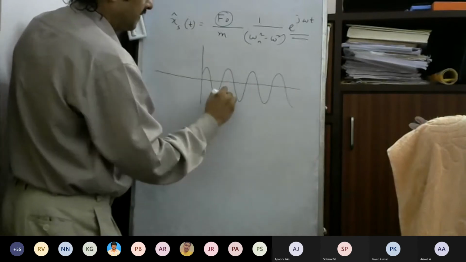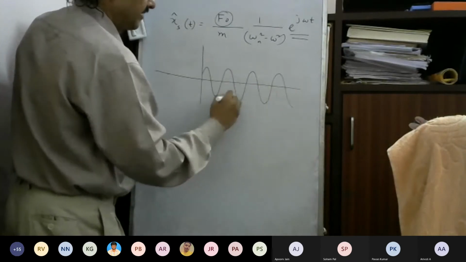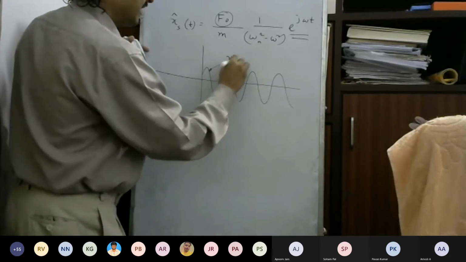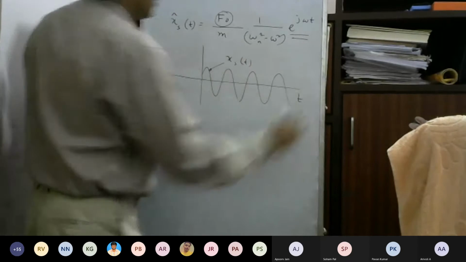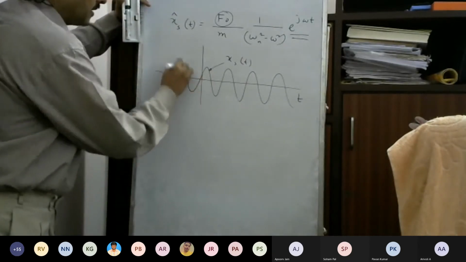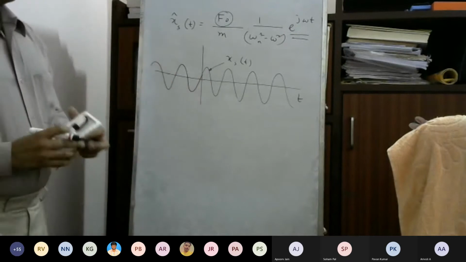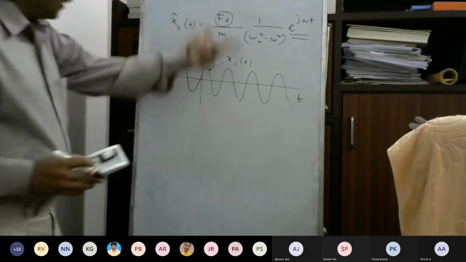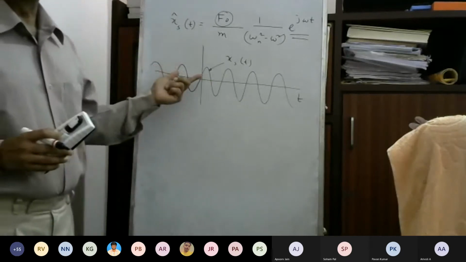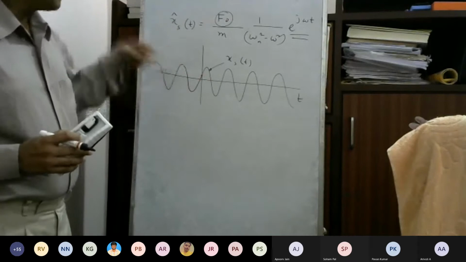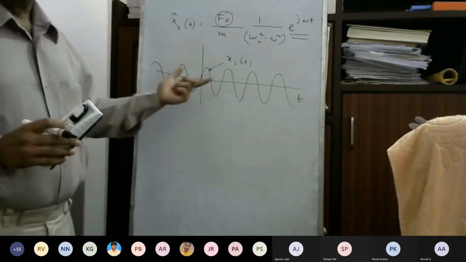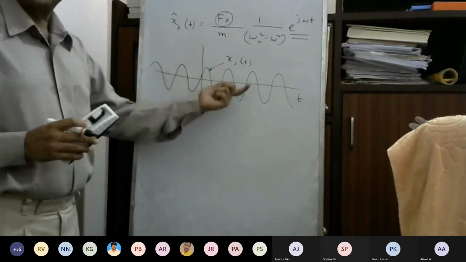So the response due to this part will be something like this. This part will be x_s(t). And now this will go on. This does not consider initial condition. You see that the function is like that, so it has a certain initial condition which may not be the true initial condition. So after that, I'll have to satisfy the initial condition. This initial condition is not satisfied here.